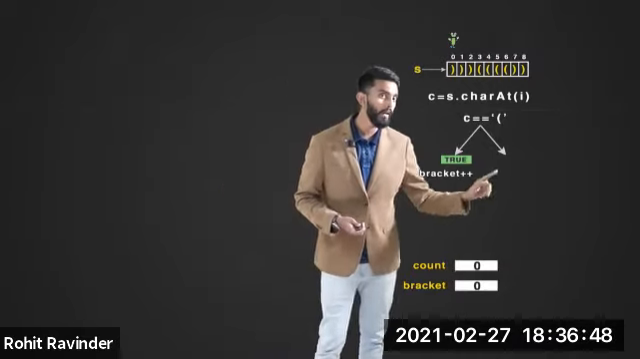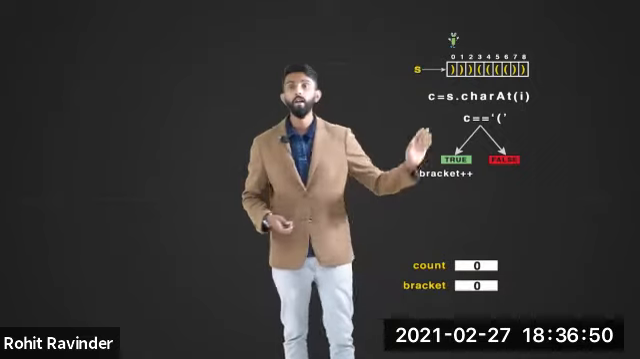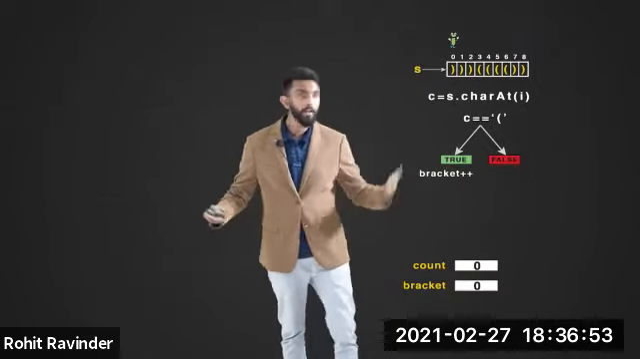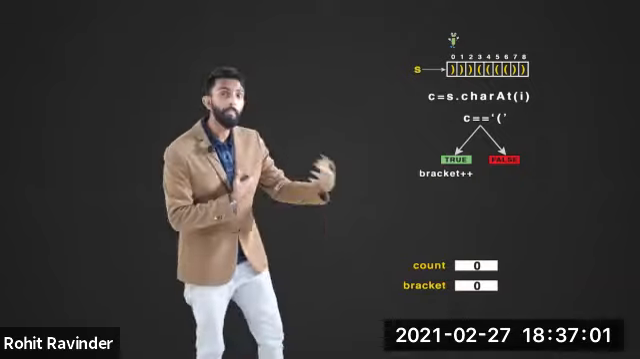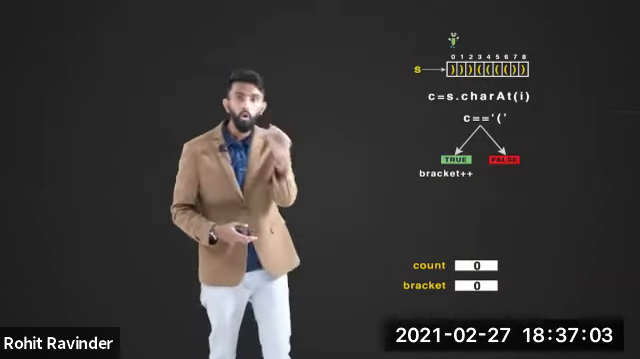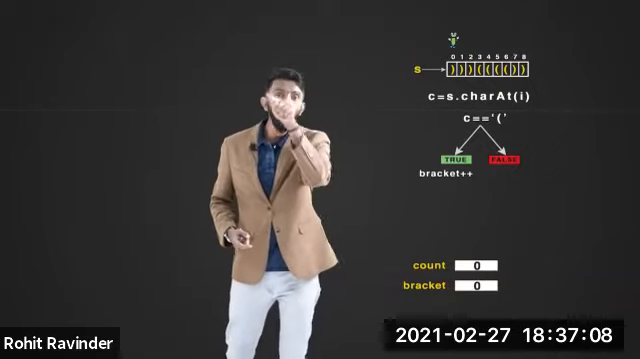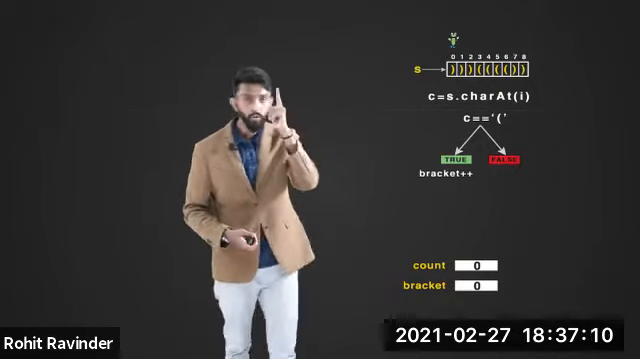But the condition is not true, so I will not increment bracket. The condition becomes false. Now, if it is false, what does it mean? If it is not opening, it means it is a closing bracket. If it is a closing bracket, then I have to first check whether it is balanced or imbalanced, because a closing bracket doesn't mean imbalanced. A closing bracket without an opening bracket is imbalanced. Did you get the picture?